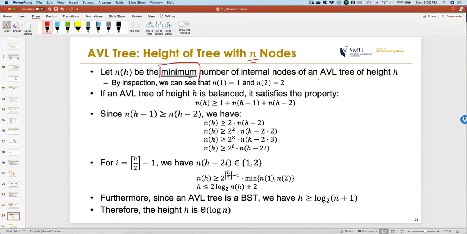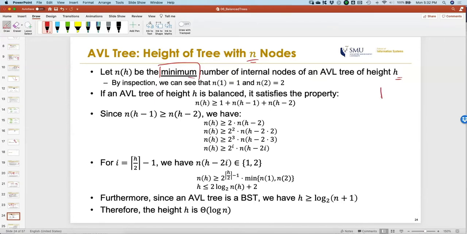Okay, so if the height of the tree is 1, then the minimum number of nodes to support a balanced tree with a height of 1 is going to be 1, right?